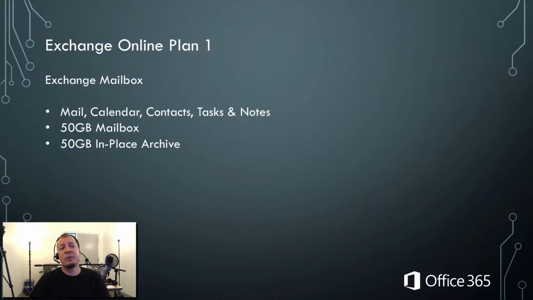The first license or subscription I want to talk about is Exchange Online Plan 1, and many of you already have this. You're using it. Maybe you didn't know that this was what it was called. It's mail, calendar, contacts, tasks, and notes. You get a 50 gigabyte mailbox and a 50 gigabyte in-place archive. The in-place archive, or online archive, is basically an attached mailbox that takes any email that's older than 2 years and puts it there. So if you're getting near that 50 gigabyte limit in your mailbox, this helps clear up a lot of space, yet you still get to retain all that email.